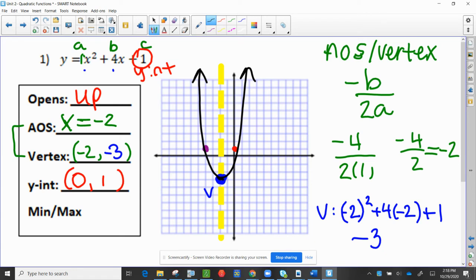Now we just have to talk about whether our point is a minimum or a maximum. Remember, minimum or maximum means: is your vertex the lowest point on the graph, or is it the highest point on the graph? In this case, we have a minimum. That vertex is the lowest point this graph will go. Okay? All right, let's do another one.